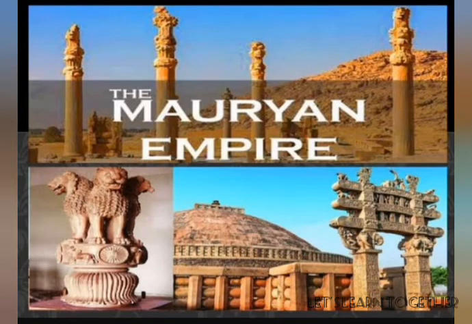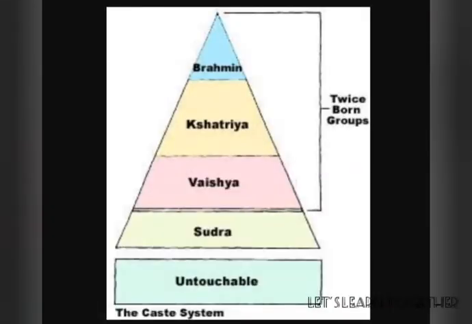According to Megasthenes, the upper classes, that is the Brahmins, the Kshatriyas, and the Vaishyas, continued to enjoy their privileged position. Which are the upper classes? First the Brahmins, second the Kshatriyas, third the Vaishyas.